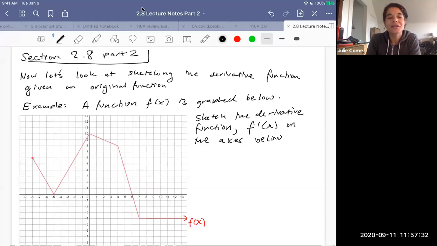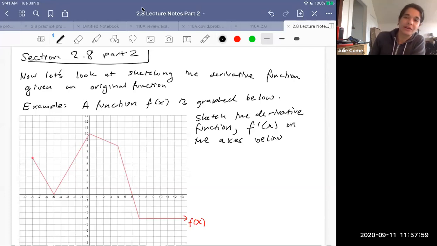All right, guys, so this is going to be our last video for section 2.8, and we're going to talk about doing those sketches. So if we're given a function, how can we make a sketch of its derivative function's graph? And we're also going to look at some notation for the derivative, as well as for higher order derivatives. What's the meaning of, for example, the second derivative or the third derivative, etc.? So let's start with the graphing part.